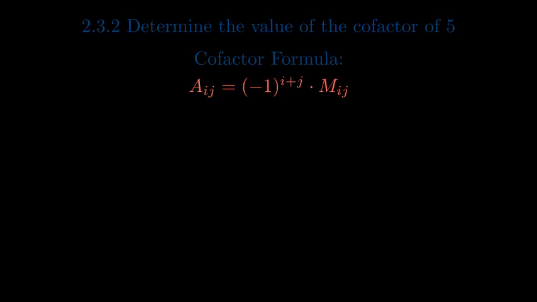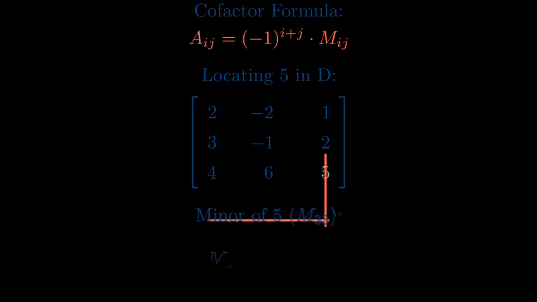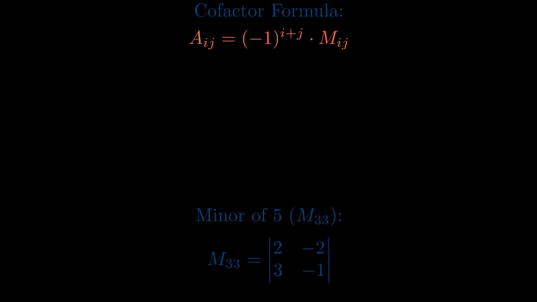So to find the cofactor of 5, we need two things: the minor of 5 and the position of 5 to determine the sign. First, let's locate the element 5. It is in the third row and third column. This means our i is 3 and our j is 3. To find the minor of 5, M sub 33, we delete the third row and third column. The remaining submatrix is 2, -2, 3, 1. Calculating this minor, we get 2 times 1 minus -2 times 3, which is 2 plus 6, giving us a minor of 8.